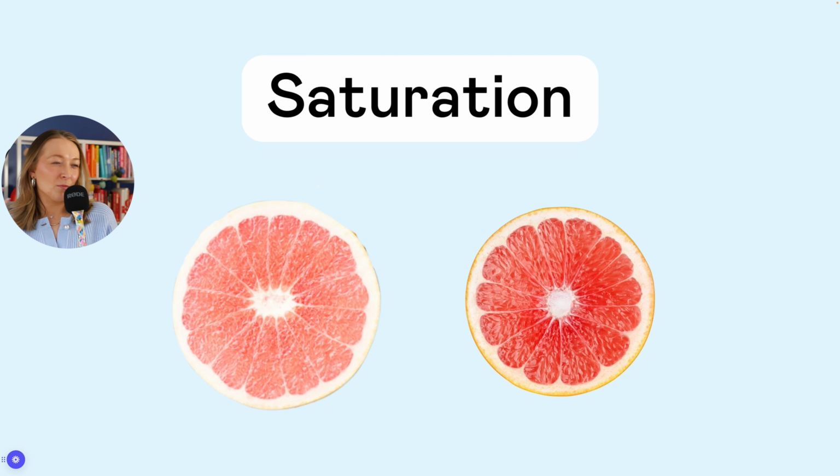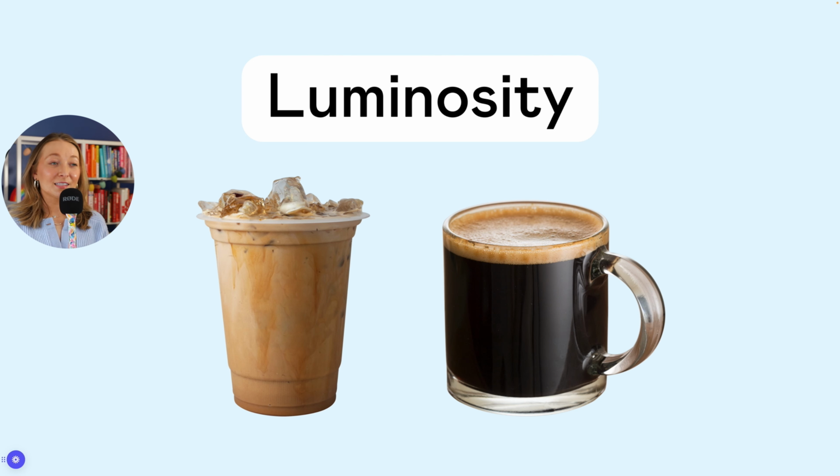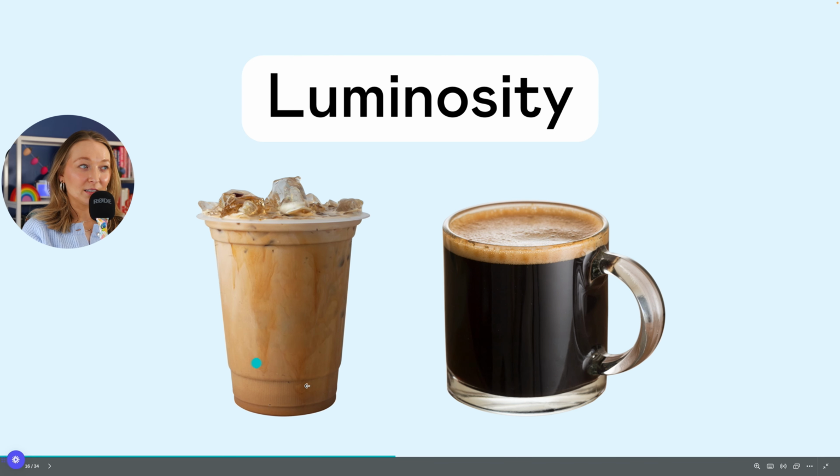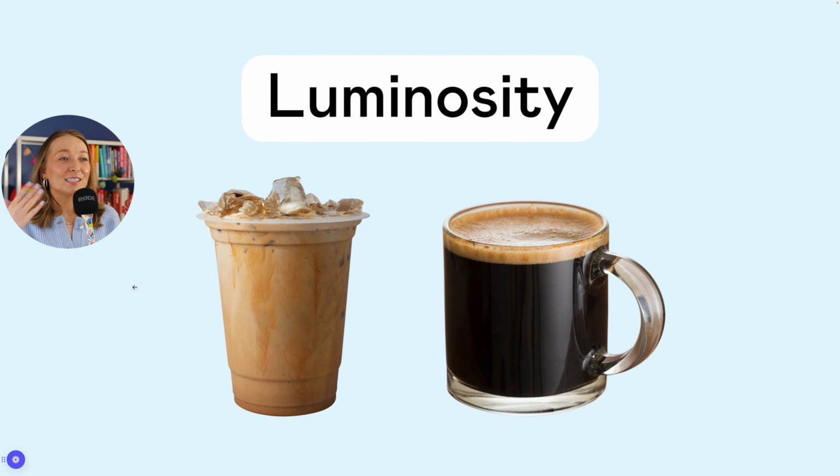Finally, luminosity explains why black coffee looks different than coffee with a little oat milk or cream in it. They're still the same color base, but if we add something that will lighten a color like cream, it's going to be that same hue, but a little bit lighter.